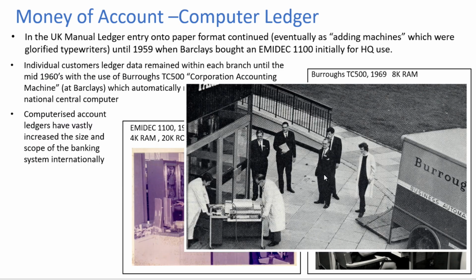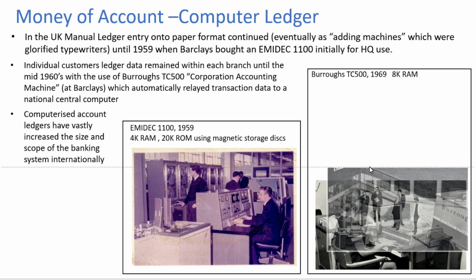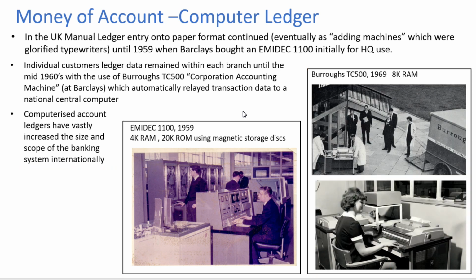And Barclays Bank used this computer called the Burroughs TC500 in 1969, which only had 8K RAM. And this was the start of computerized banking, which obviously quickly developed into the fully computerized banking system that developed from the 70s all the way up to the end of the century.